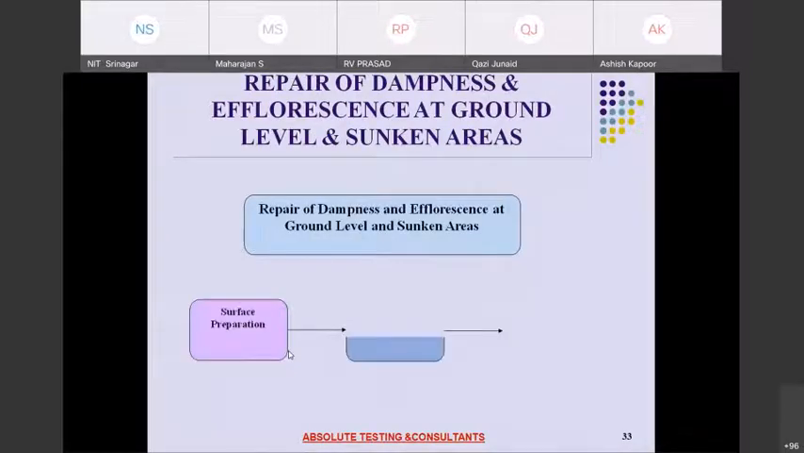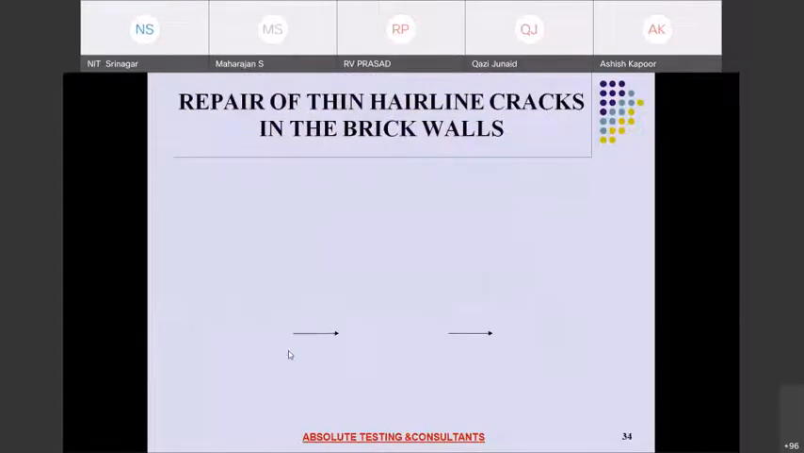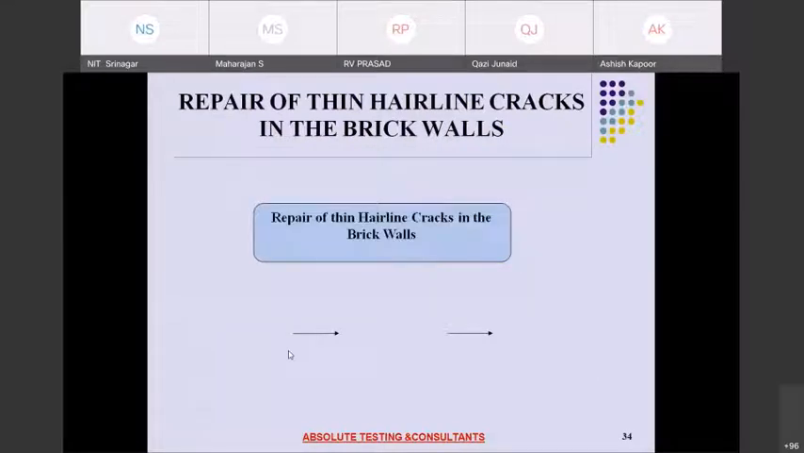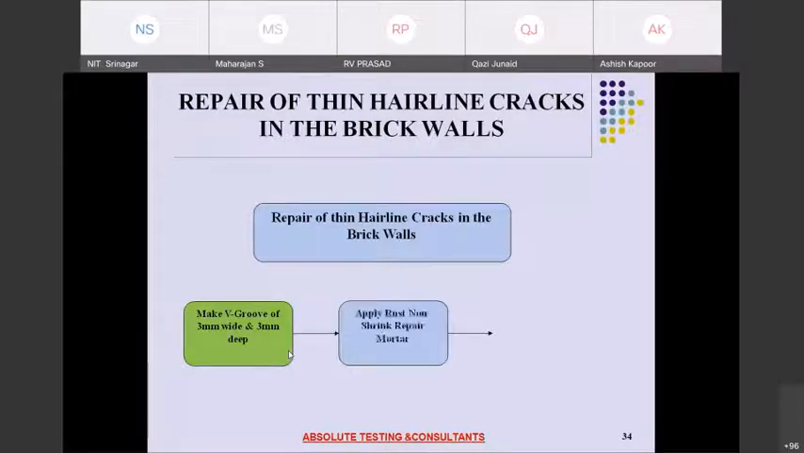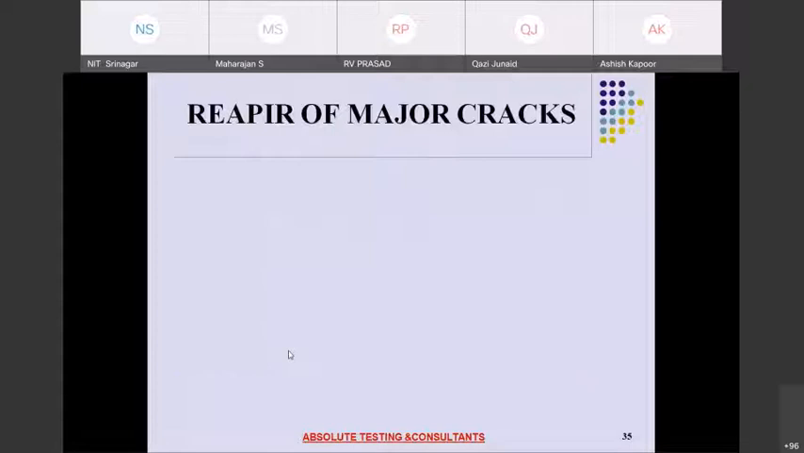This is the way we can repair the dampness and efflorescence at the ground level sunken area: again surface preparation, waterproofing coating, and then patch repair with the mortar. And for repair of thin hairline cracks in the brick wall, we have to make a 3 mm wide and 3 mm deep V-groove cutout, apply non-rust shrink repair mortar, and apply water resistant white cement for the finishing.